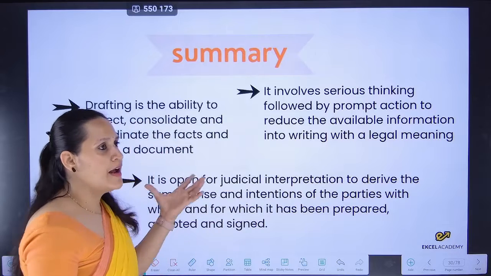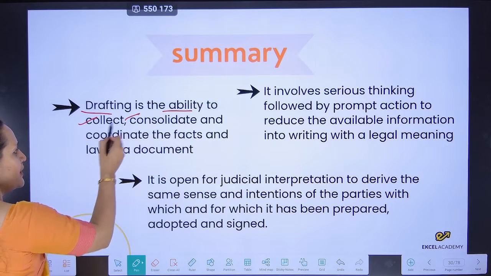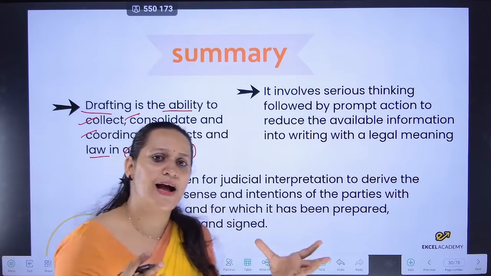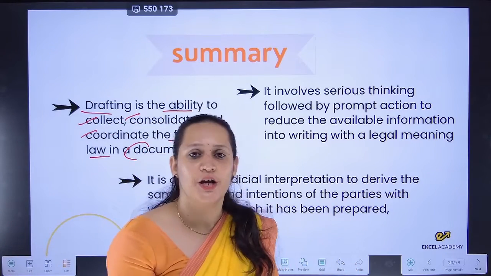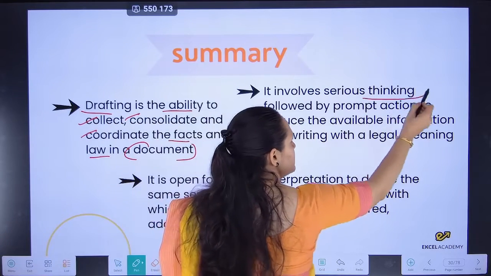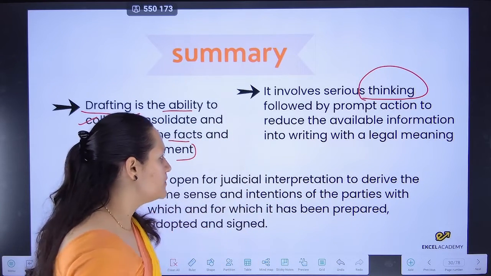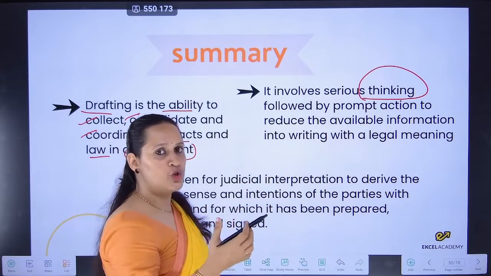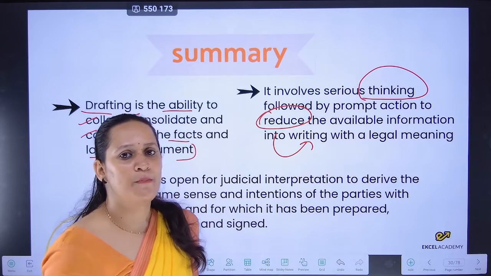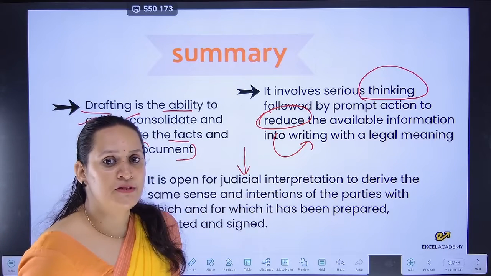Next. So the entire summary of drafting is the ability to collect, consolidate and coordinate the facts and the law in a document. So it is nothing but combining the facts and the law with the use of a language into a set of document, which is called drafting. It involves a lot of thinking process. You have to think before starting a drafting procedure. So it is a thinking process, and after you have done the brainstorming and the thinking work, then you have to reduce that into writing by using the appropriate legal language, and all your legal documents are always subjected to legal or judicial interpretation.